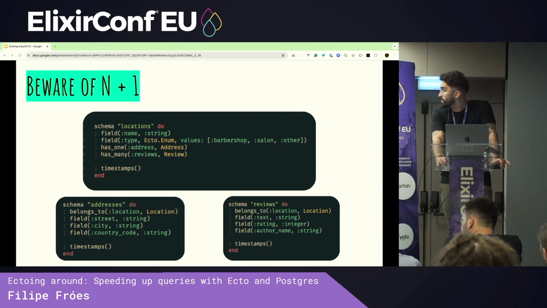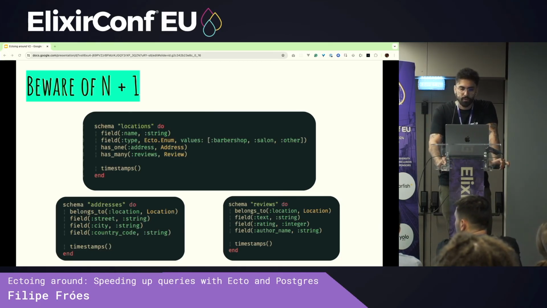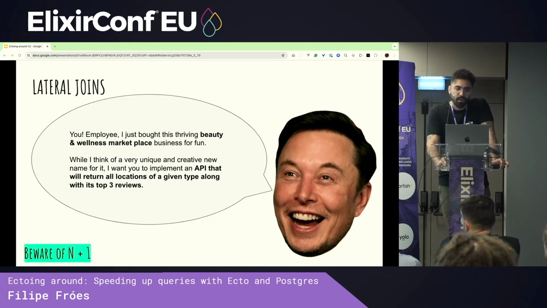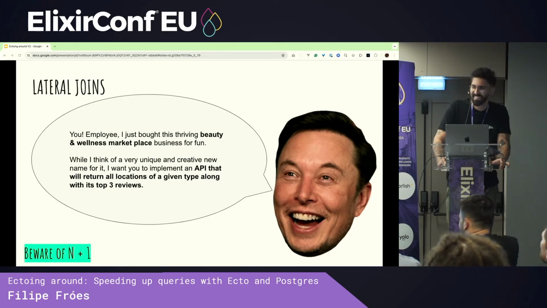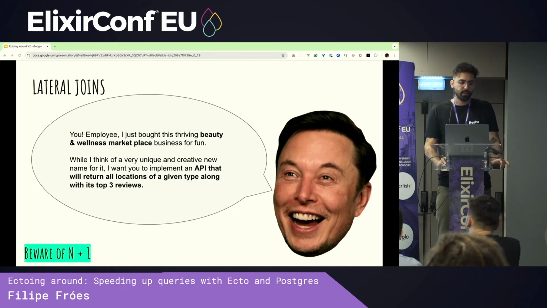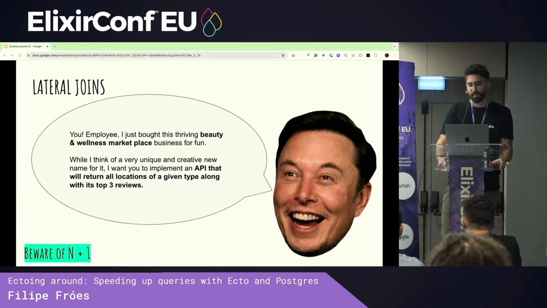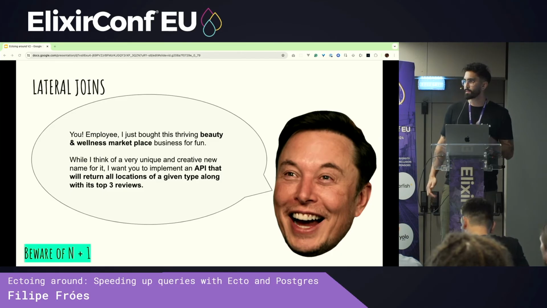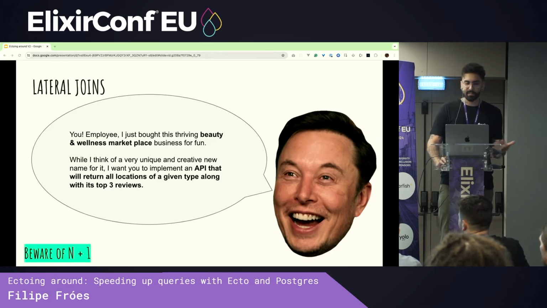And your business just got bought. Your business was doing so well that it got bought, and your new boss comes to you, and while he's busy doing important stuff like thinking of a better name for your business, he asks you to do a new API that's going to return all the locations for a given type along with its top 3 reviews. So how is this API going to look?